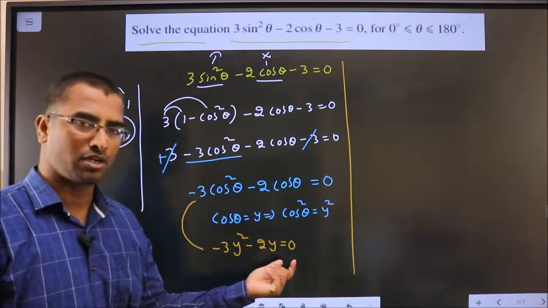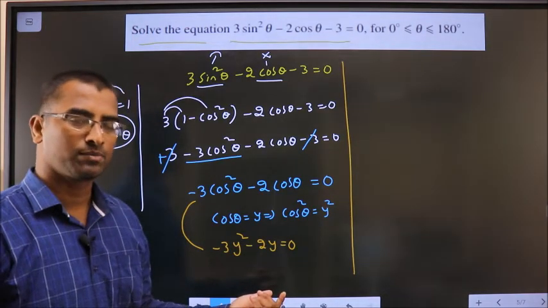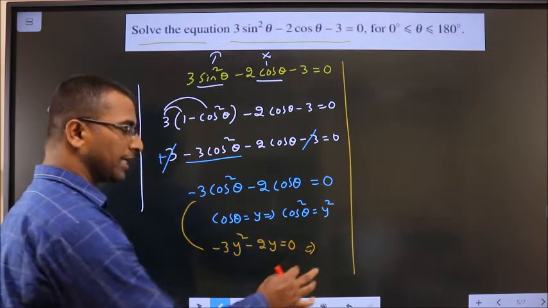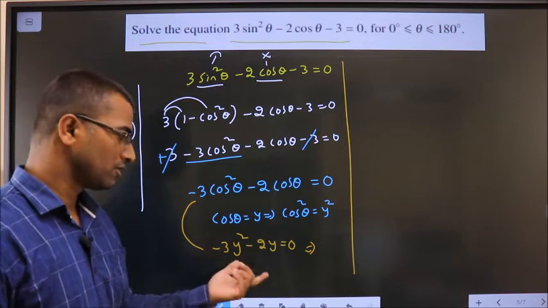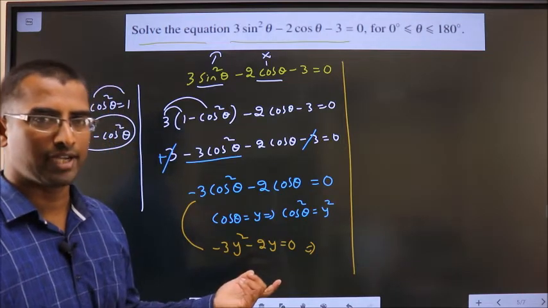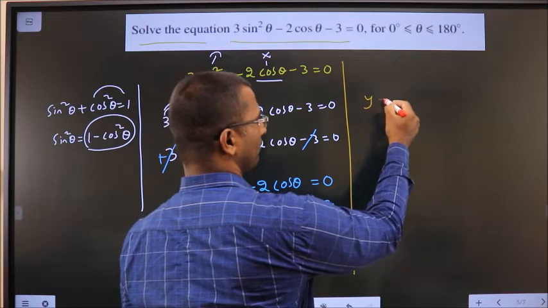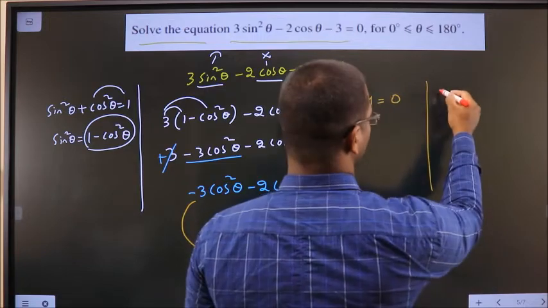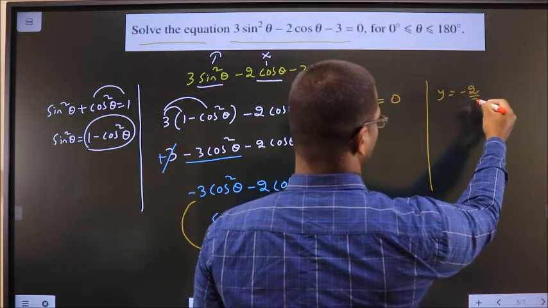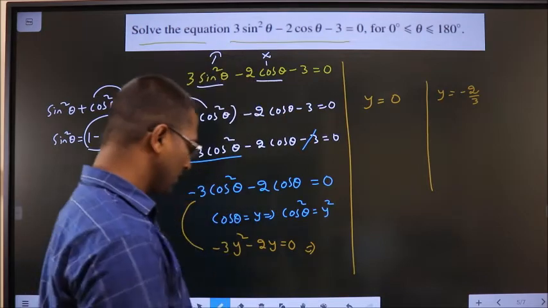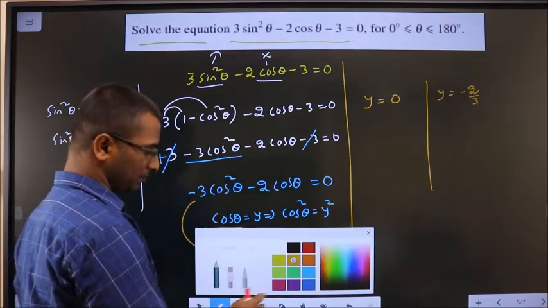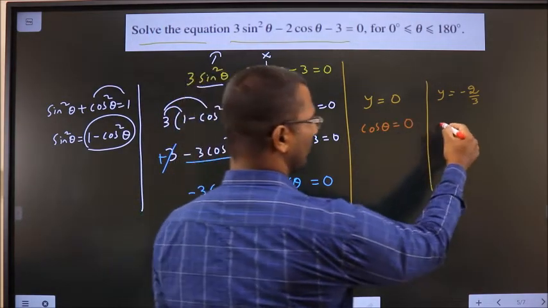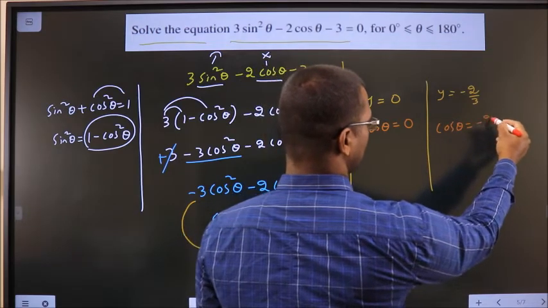Since constant is not present, directly I can factor, or I can also make use of calculator. Better use calculator to get the values for y. So put this in the calculator, you get the values for y to be, one value of y is 0 and other value of y is minus 2 by 3. Okay. y is nothing but cos theta. So cos theta equal to 0 or cos theta equal to minus 2 by 3.